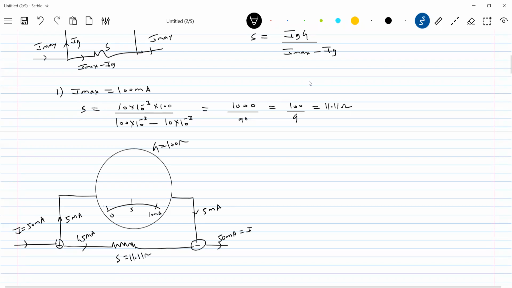Then if 5 milliampere flows, where is the pointer? The pointer will be at 5 milliampere. This will be the position of the pointer. Now I want to measure this current, no? So what is the current? 50 milliampere. So therefore I'll go for one more scale.